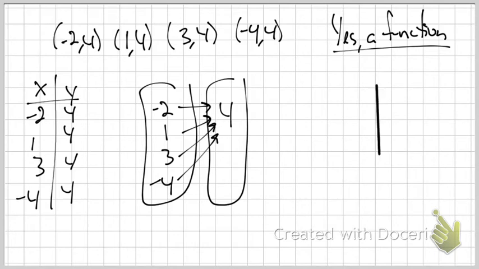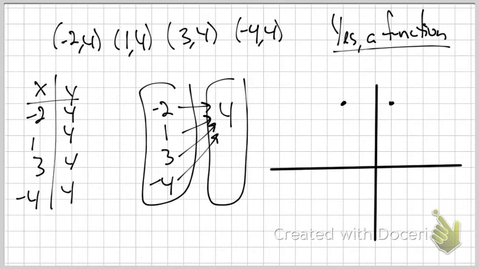And let's make sure it passes the vertical line test on our graph if we graph it too. So -2, 1, 2, 3, -2, 4, 1, 4, 3, 4, -4, 4. So a vertical line only goes through one point. That's another justification that it is a function.